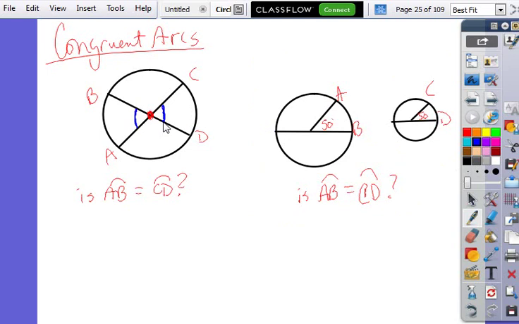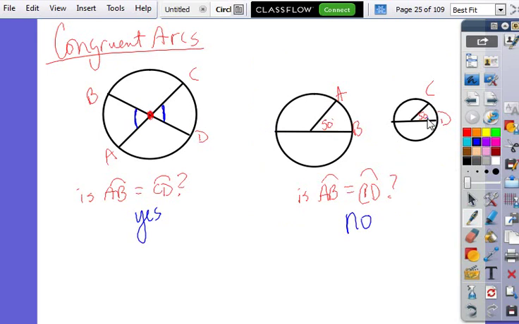Next one's a yes. If I go to the second one, it's two different circles. First thing I'm checking, are the circles the same size? If not, then it's an automatic no. It doesn't matter that that's a 50 and that's a 50, that's irrelevant, because I'm checking the circles first, and if the circles are different, that's an automatic no.